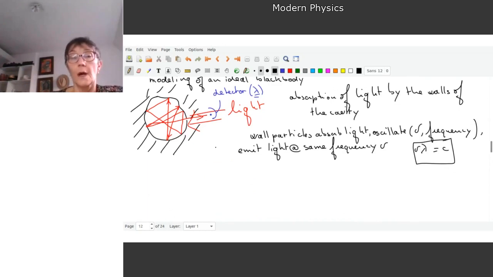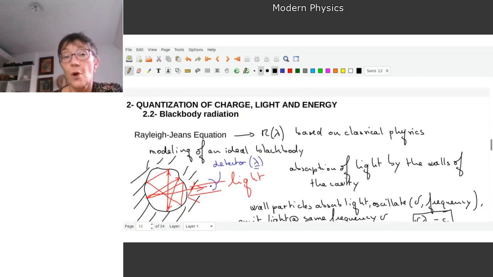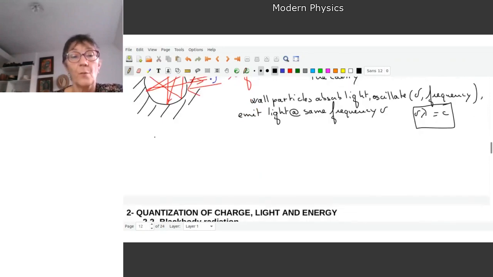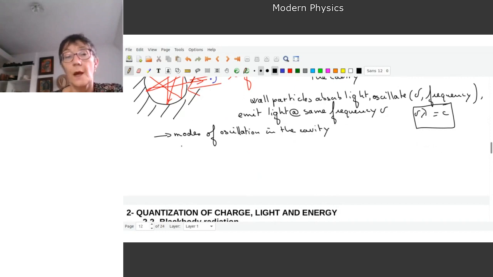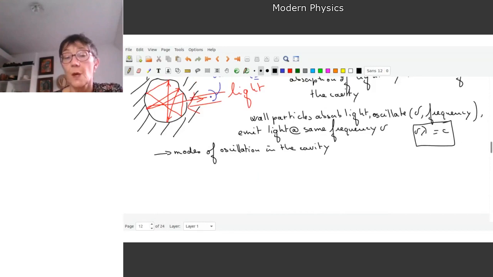So what will decide the distribution of energy? What we are looking for is a distribution of energy. This is energy per unit area, but this is energy as a function of lambda. So you will have modes of oscillation in the cavity. I won't go into the details to show you how we calculate. Now, actually, we are interested in the number of these modes.